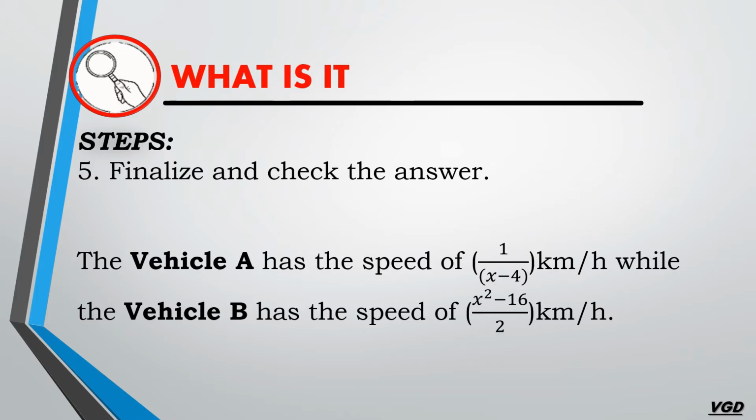The final step in solving word problems is to finalize and check the answer. We were able to get the value of the speed for vehicle A and vehicle B. Vehicle A has the speed of 1 over x minus 4 km per hour, while vehicle B has the speed of x squared minus 16 over 2 km per hour. And let's check if it is correct.